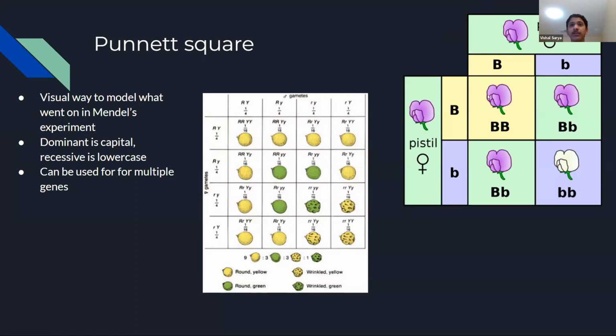So with these Punnett squares, you can pretty easily model how the different crosses are going to work out if you know the genotypes of the parents, or the genetic makeup of them. And it can further be used for multiple genes. As you see in the left picture, you can put 2 genes there, and scale up to 3, 4, etc.